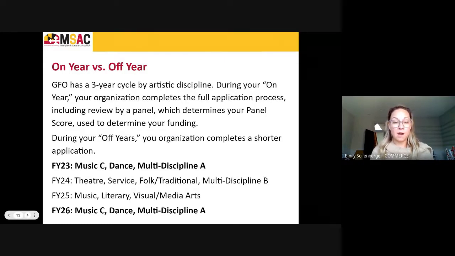So again, the on years are bolded. So FY23, you're going to be in an on year where you fill out that full complete application with a panel review. And then the 2 years in between, so for FY24 and 25, you would go into an off year. So that means you would fill out a shorter application. You'd still provide your financials, but your panel review score would carry through to those 2 off years, and your application would be due on December 15th rather than November 15th.